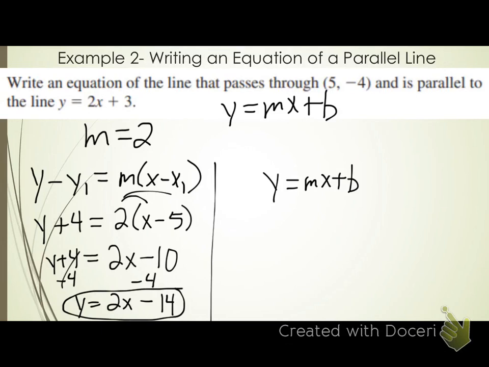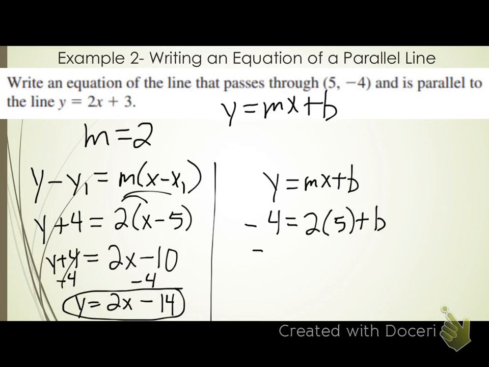Does anyone remember how we did it this way? I can plug values in for y, m, and x from my ordered pair and my slope. So what's the y value for my ordered pair? -4. -4 equals, what's my slope? 2. 2 times, what's the x value for my ordered pair? 5. I'm looking for the y-intercept, so I'm going to leave that as b. And now I can solve this equation for b, and I'll have my y-intercept, if you're using this method.